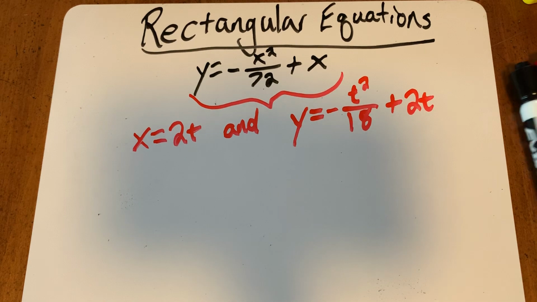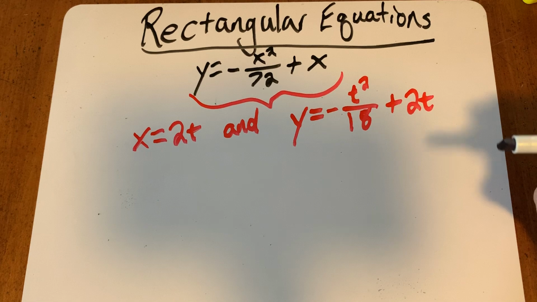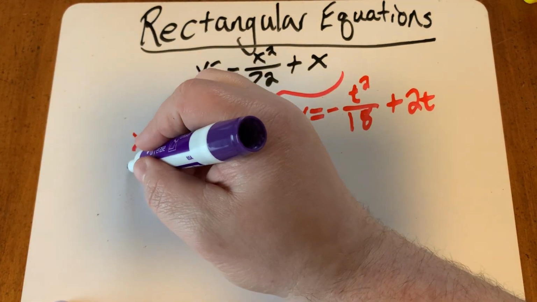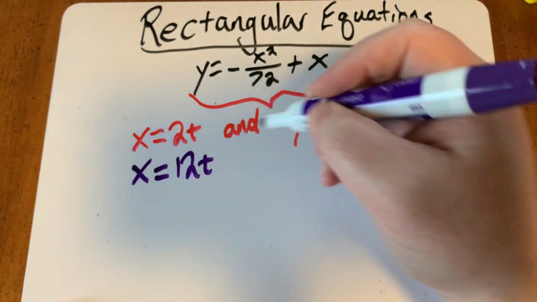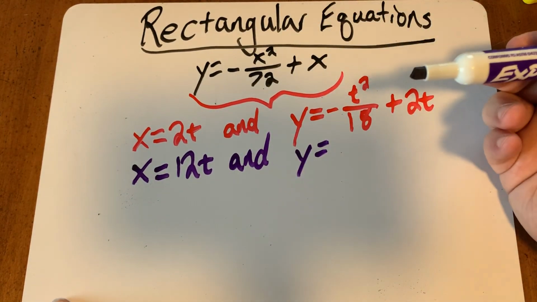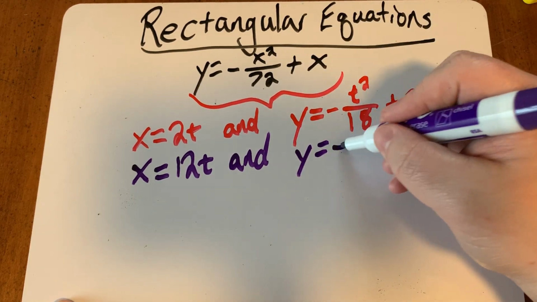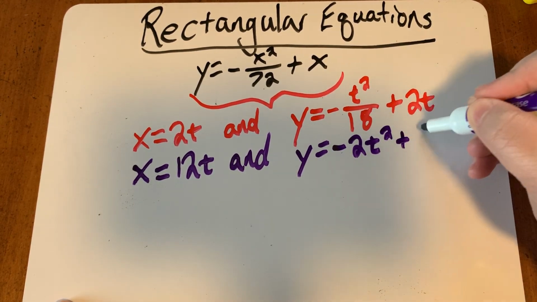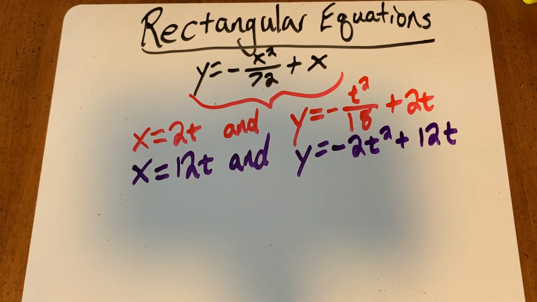But really, we didn't make it much more simple. It's pretty much just as difficult, just as challenging. But a way that we could make it easier is if we wanted to, say, get rid of that fraction. So a way to do that is make x equal to 12t. So then when we substitute 12t in, 12 squared is 144. 144 over 72 is 2, so it's negative 2t squared plus 12t. So we were able to make this into an equation where there's no more fractions, simplifying it, making it a little easier to work with.